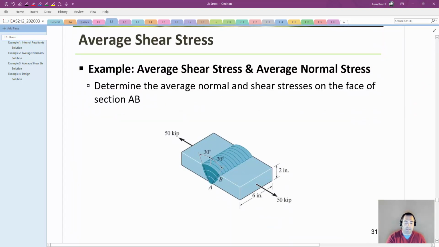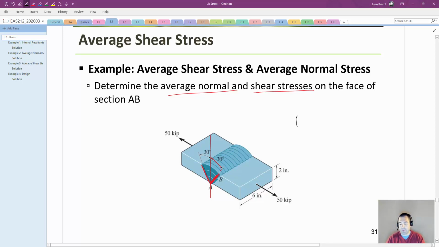So here's a good example, and we'll have a worked out video for this as well. This is combining the two different topics. Here we have an example of a weld that's combining two different plates. You can see that the side of that weld is oriented 30 degrees from the vertical, and it's asking us to determine the average normal and average shear stresses on the face of section AB. AB is aligned with that weld itself.